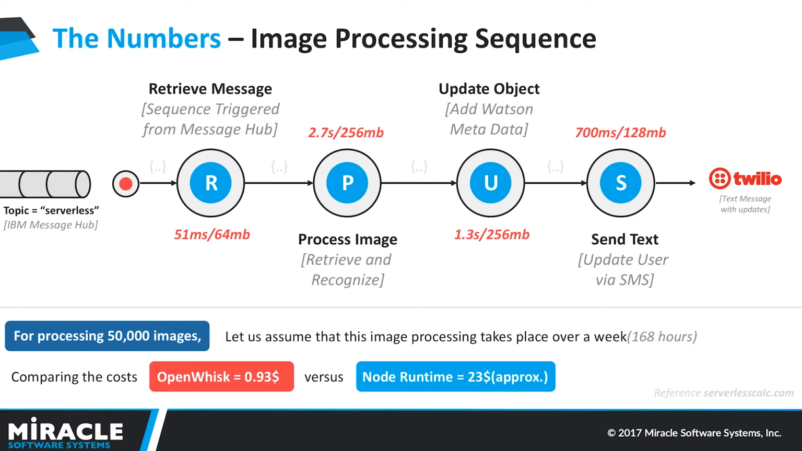If we were to take an example of 50,000 images being run across 1 week, to run that on this OpenWhisk pipeline, which was running for about 5 seconds, it would cost us about 93 cents. Versus if we were to take something like a platform as a service and run a Node.js runtime on it, where all these services were running with the same memory amounts continuously rather than just when they're needed, for that 1 week period, it would cost you about $23. So it's really a cost versus time versus quantity equation where you have to think about what will cost you less, but in this case it's about a 25x difference in terms of the cost.